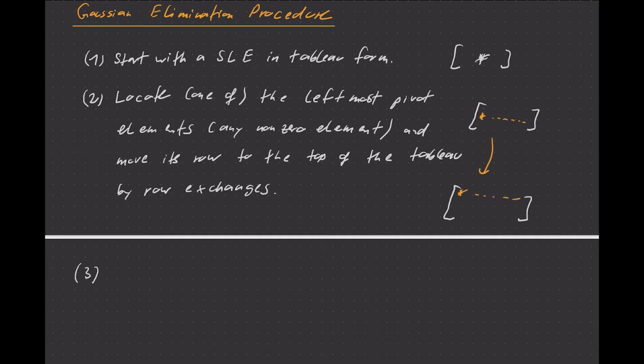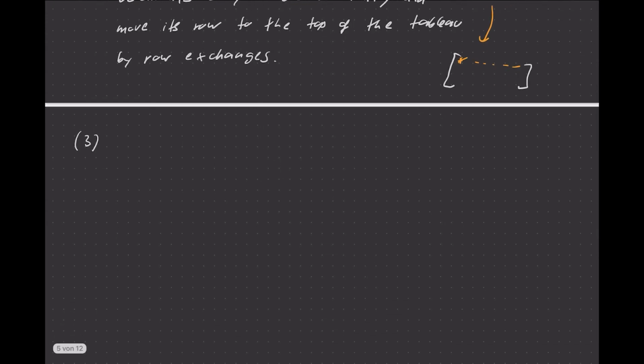So this is our first step. Third step will now be to use this element here, the pivot element, to produce zeros below that element. And we can do this by adding suitable multiples of that first row to the rows below. So that is step number 3.